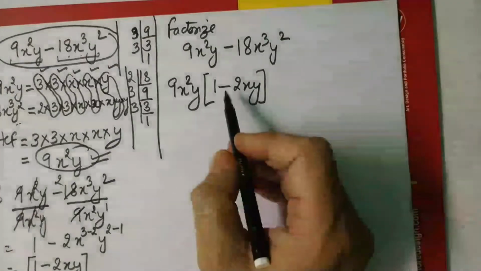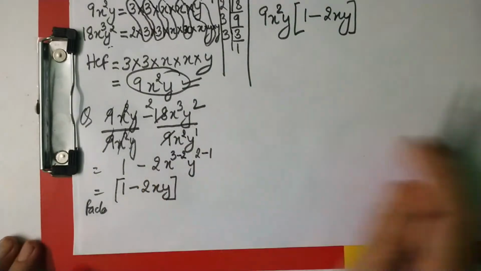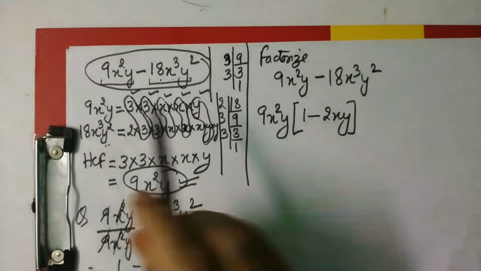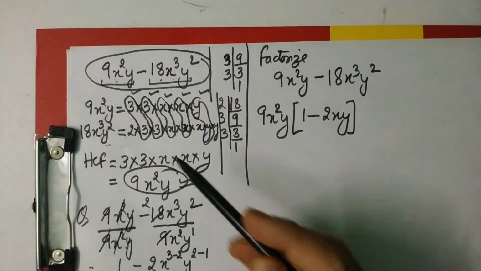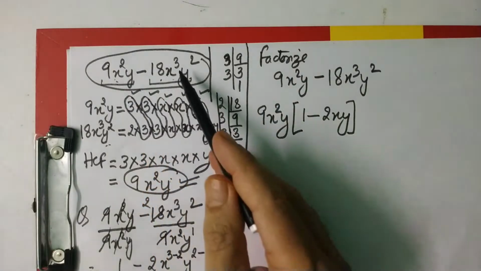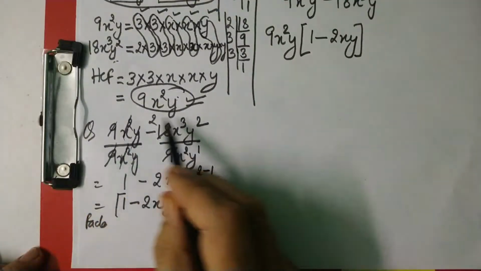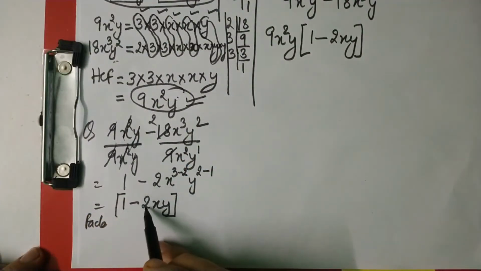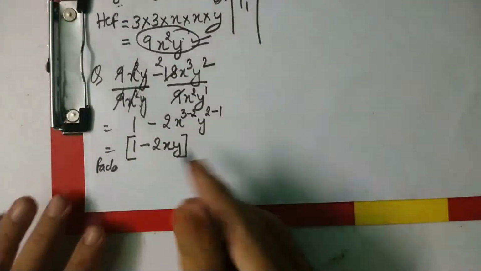Now how did 1 minus 2xy come? It is coming by this. First find the HCF. Now the question is 9x square y. Divide both the numbers by the HCF. So this is the HCF. It will divide this also, and then it will divide this. So I have shown the division. After dividing, I am getting this as the answer. So this is my factor.